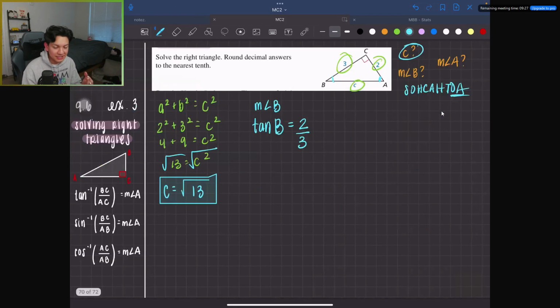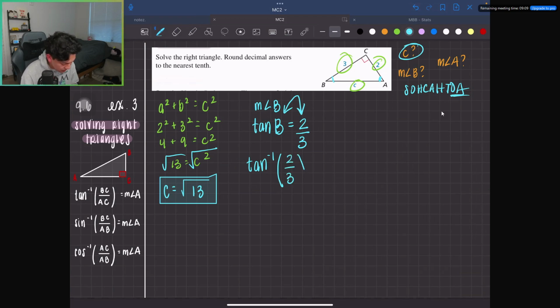That's just basically to say, instead of it being the tangent, now we're going to switch it around and use the inverse tangent. So the inverse tangent of 2/3 is going to give us the measurement of angle B. And now let's just go ahead and pop this into a calculator to see what we get.